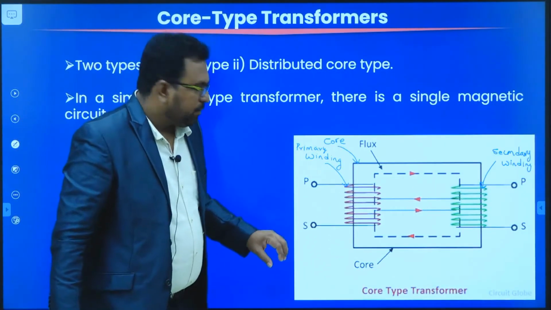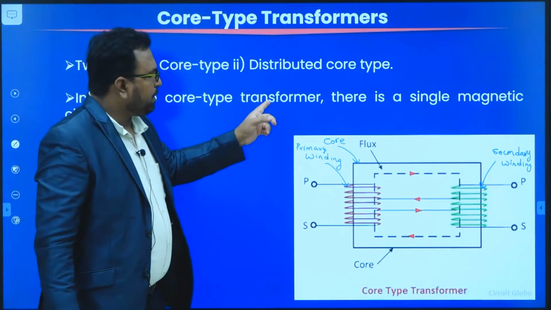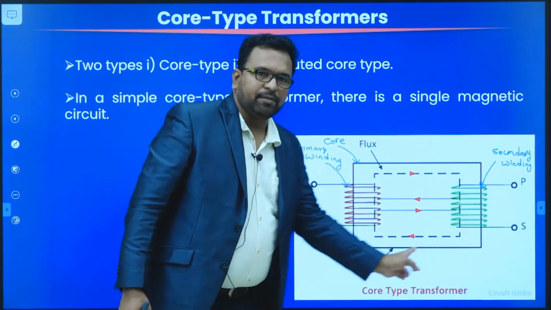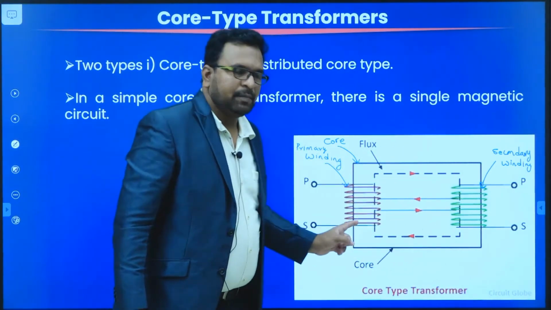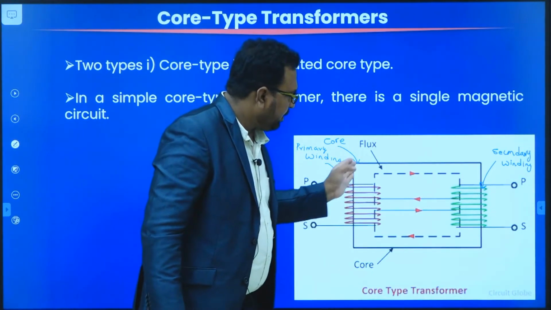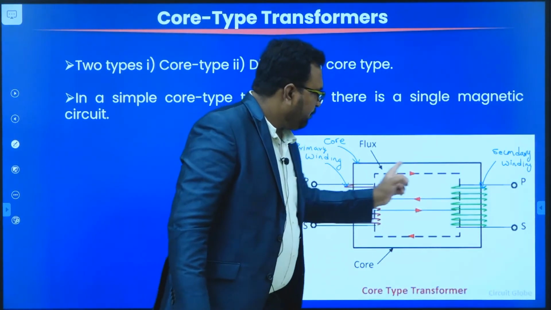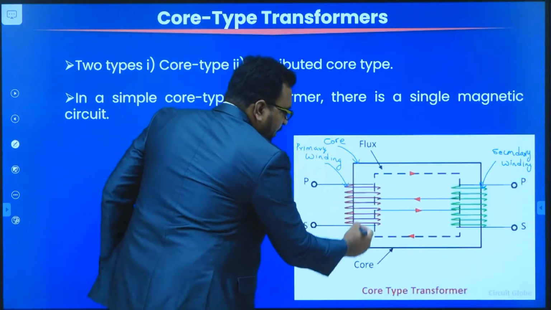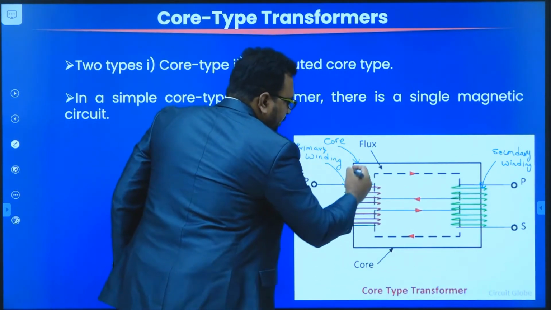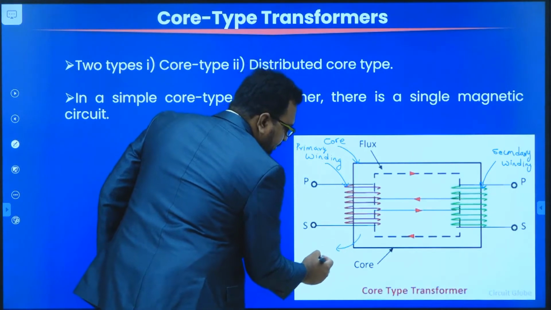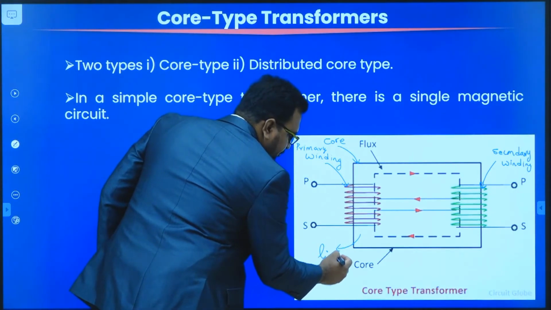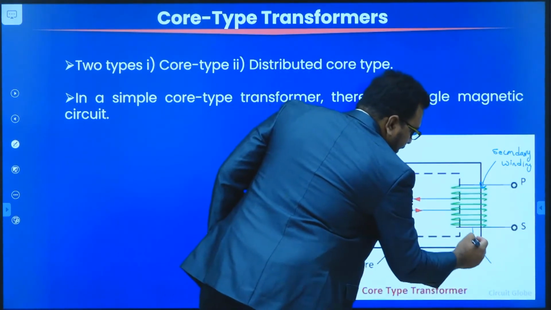If you observe here, in a simple core type transformer, we have a single magnetic circuit. There is only one core here. That means for the flux to flow, there is only one path. When there is only one core, the flux will flow through this path. The vertical part of the core we are going to call a limb. So this is also a limb.